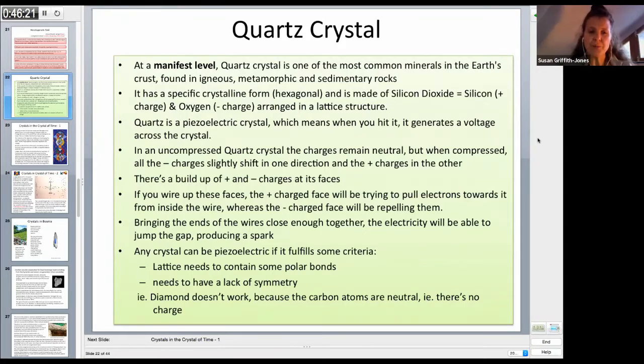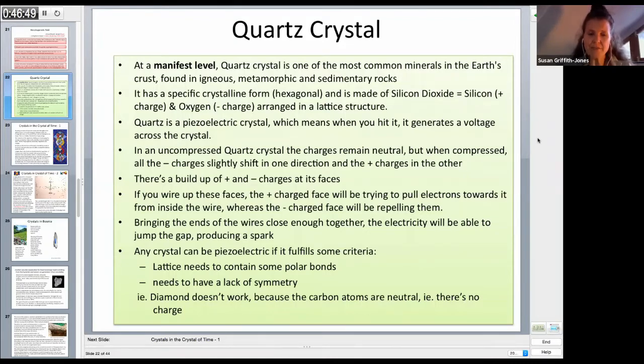In an uncompressed quartz crystal, the charges remain neutral, but when compressed, all the negative charges slightly shift in one direction and the positive charges in the other. So there's a buildup of positive and negative charges at its faces. If you wire up these faces, the positive charge will be trying to pull electrons towards it from inside the wire, whereas the negative charge face will be repelling them.